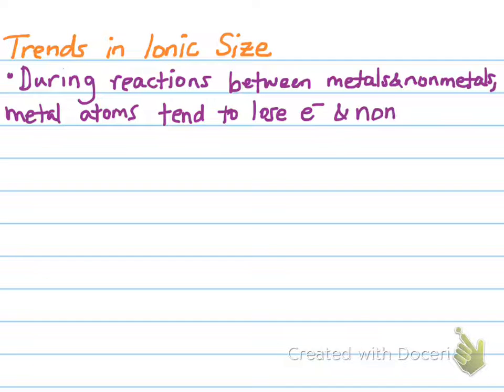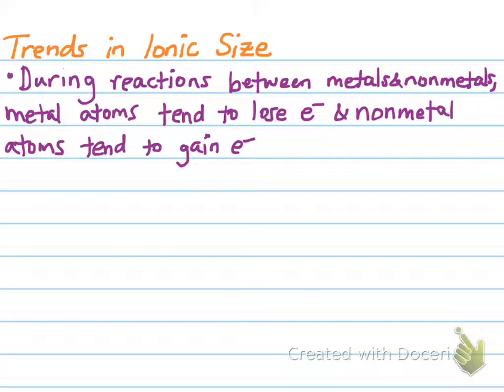And nonmetal atoms tend to gain electrons. So again, remember, we're always starting with neutral atoms that have equal numbers of protons and electrons. So nonmetals tend to gain electrons, so they're going to have more electrons than they do protons, which means that they're going to have a negative charge, and we call them an anion.